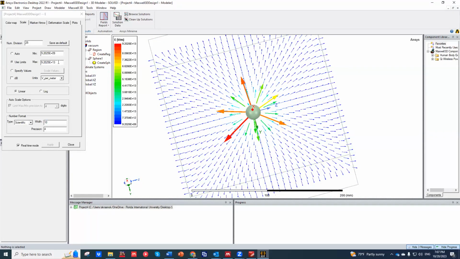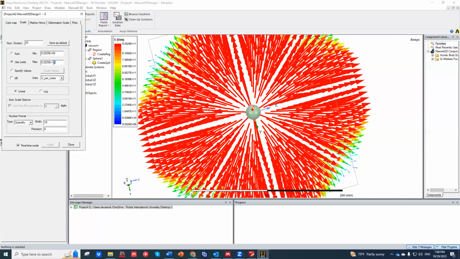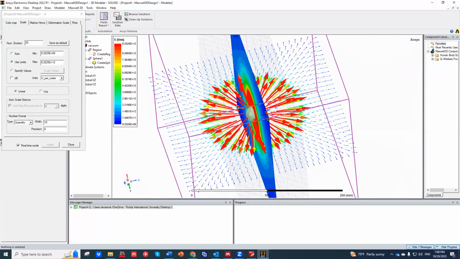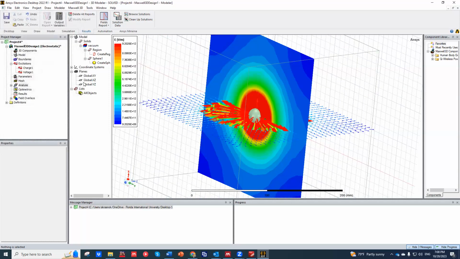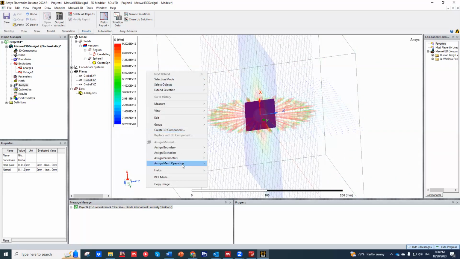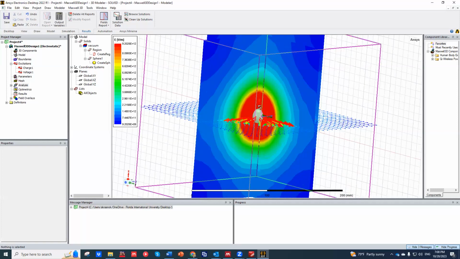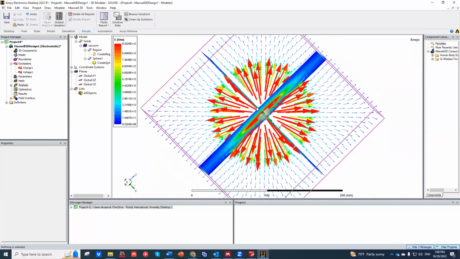But I can also change these numbers to get rid of them. I don't know, maybe something like this. It's too much. Something like this. Oops, still too much. Yeah, so now it looks more or less symmetric, right? I can add another plane, of course. For example, this one. Let me add another density plot, the magnitude of the electric field. Okay, so now I see a nice representation of the field around the sphere.